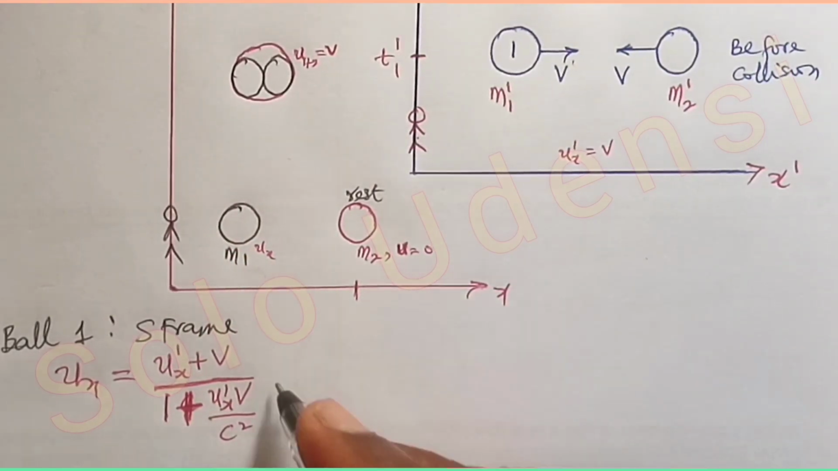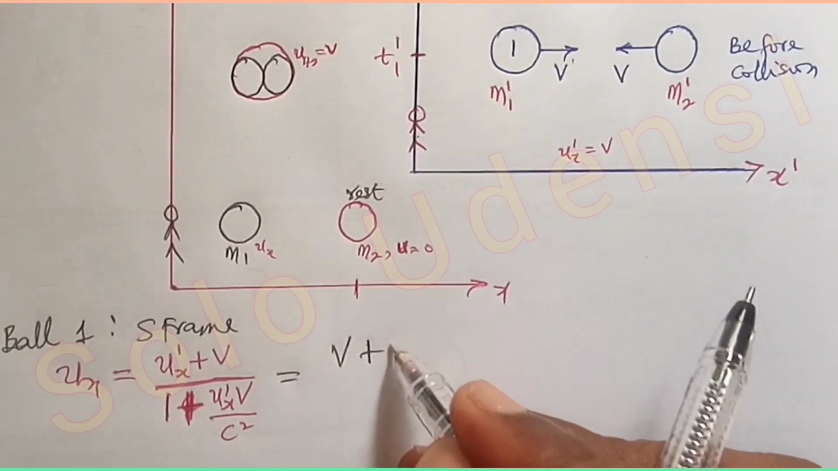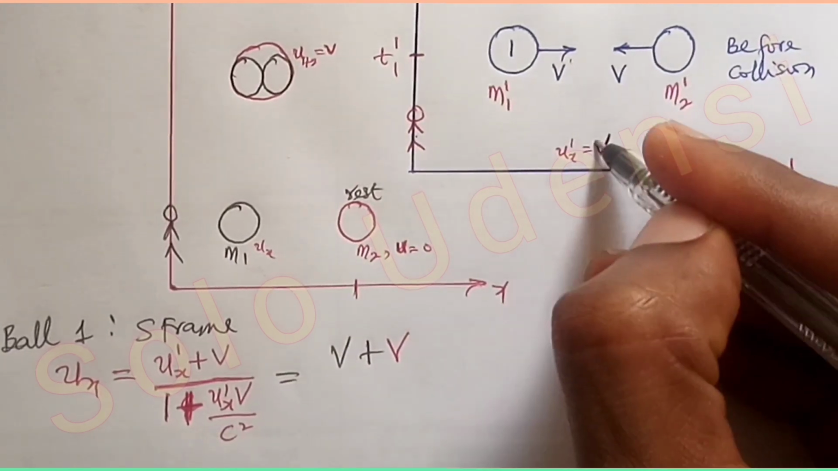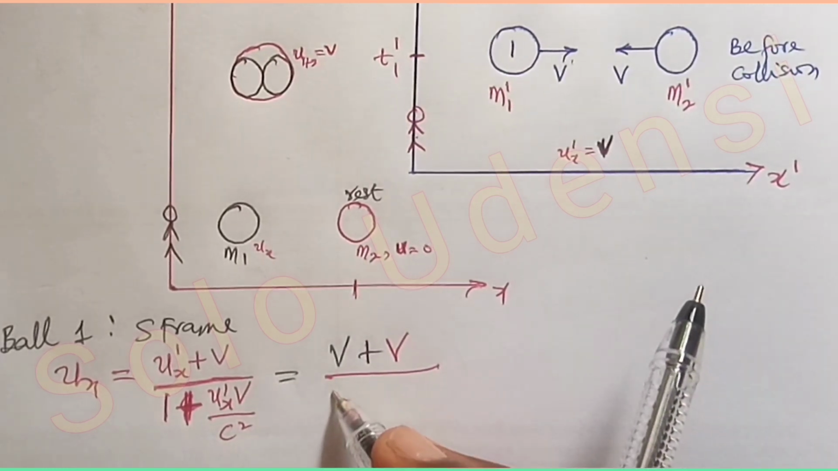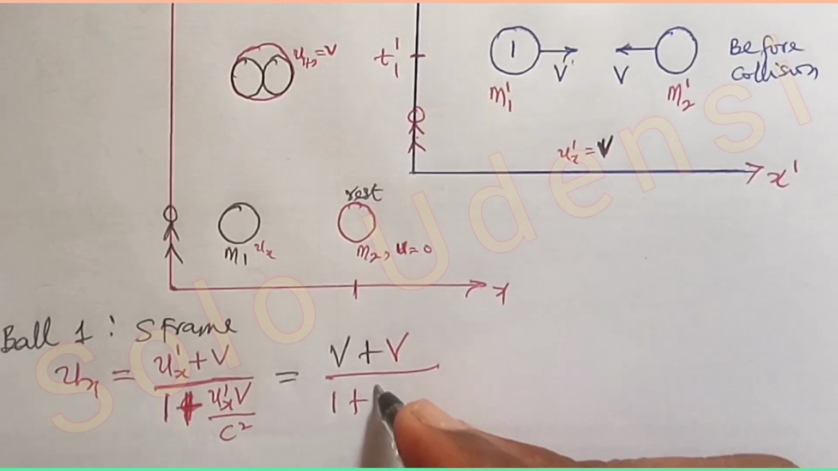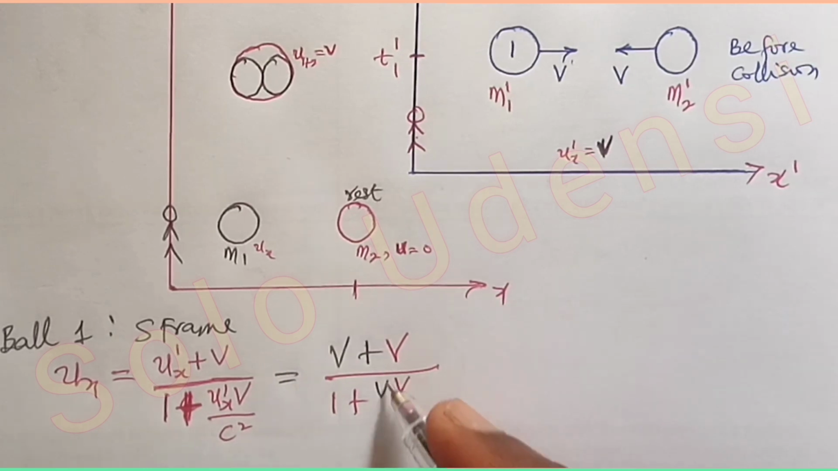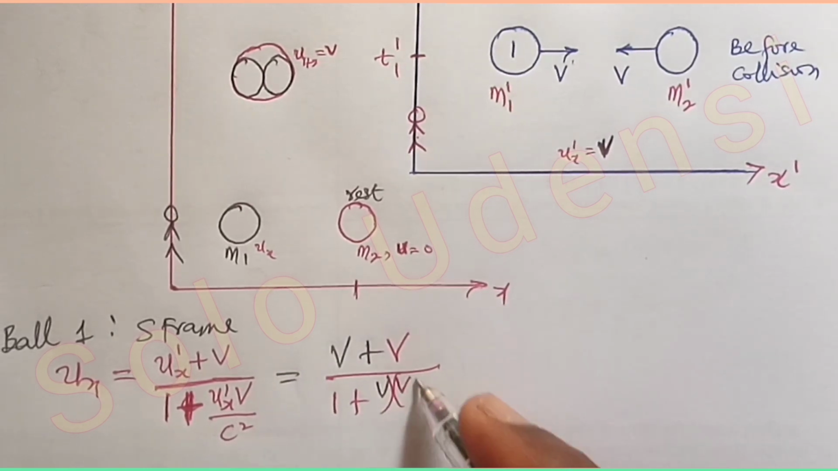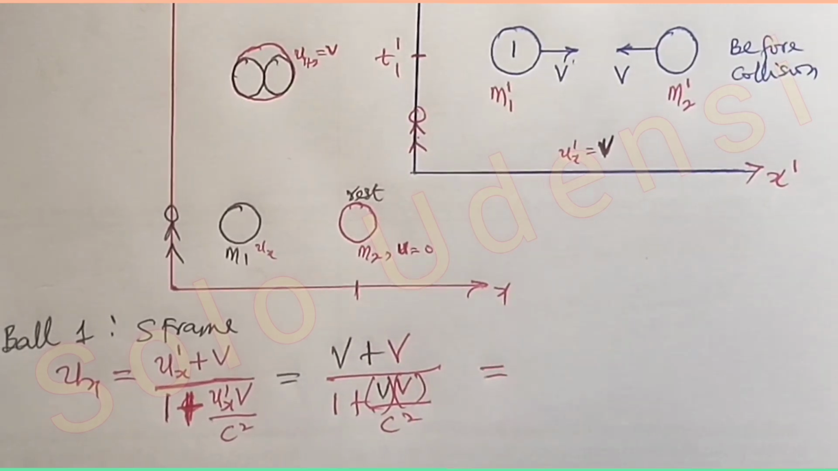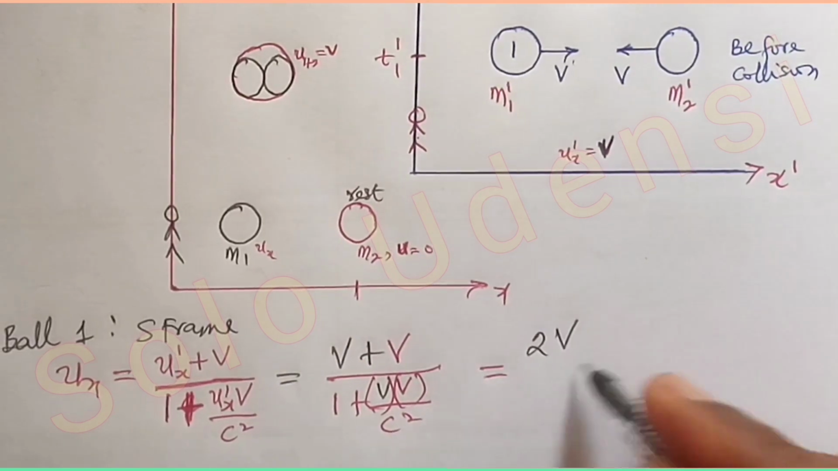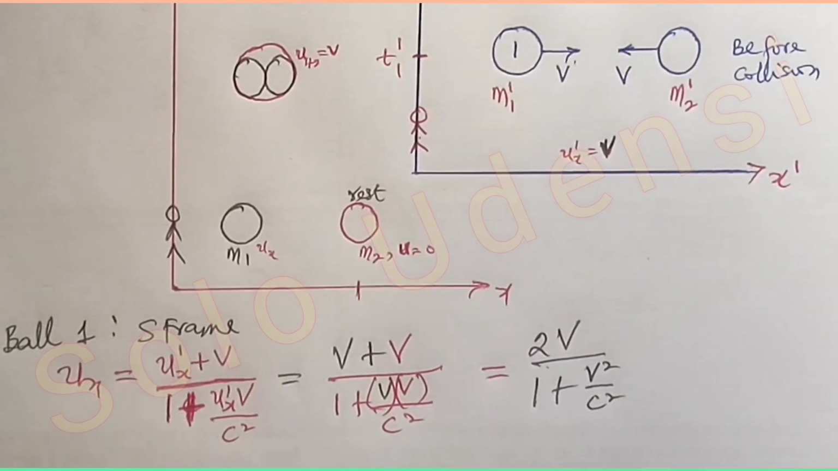So it is equal to v plus v, this v is what I have put here with this pen, over 1 plus v times v all over c squared. So he will see 2v over 1 plus v squared over c squared.